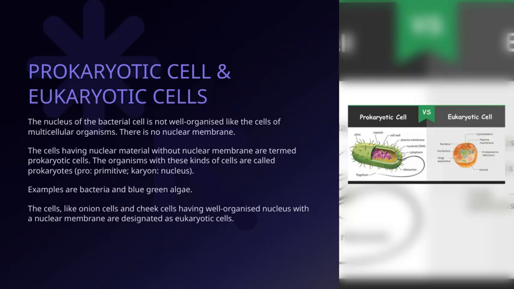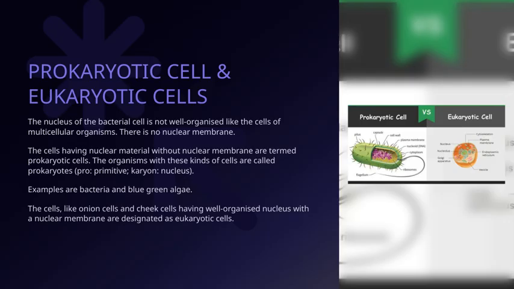Cells that have nuclear material but lack a nuclear membrane are called prokaryotic cells. The organisms made up of these types of cells are known as prokaryotes. The term prokaryote comes from Greek, where pro means primitive and karyon means nucleus, highlighting how these are considered the more ancient or simpler form of cells. Examples of prokaryotes include bacteria and blue-green algae, also known as cyanobacteria.